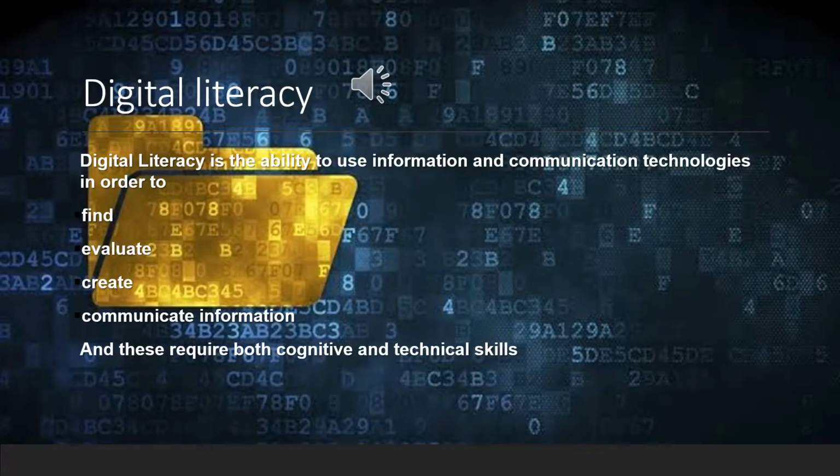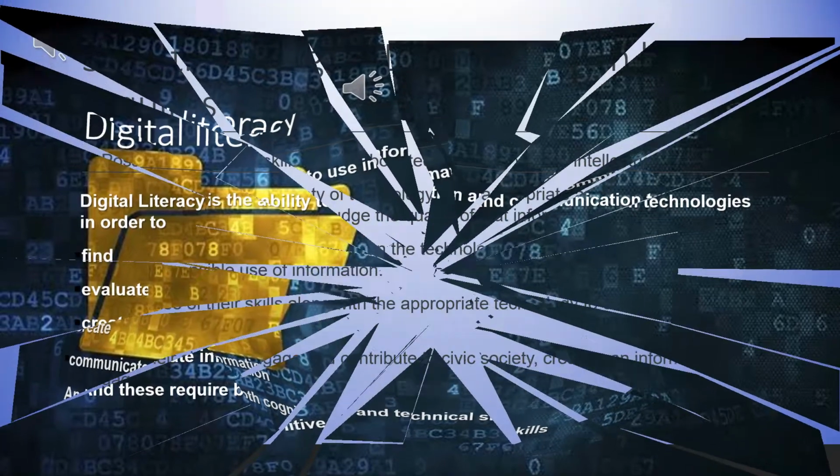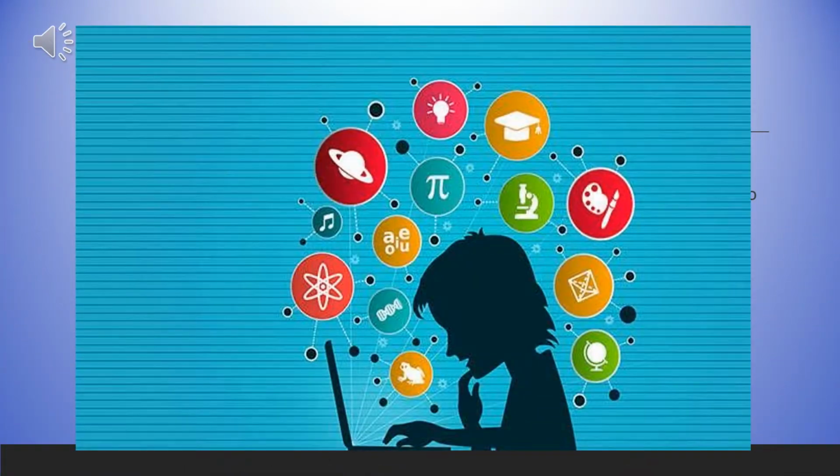Digital literacy is the ability to use information and communication technologies in order to find, evaluate, create, and communicate information, which requires both cognitive and technical skills. The skills that a digitally literate person may possess are as follows. Number 1, they possess a variety of skills that are both technical as well as intellectual. Number 2, they must be able to use a wide variety of technology in an appropriate and effective manner to find information, interpret it, and judge the quality of the information.